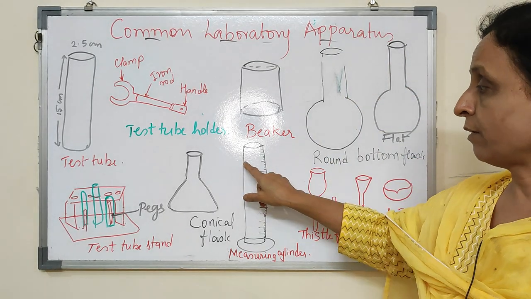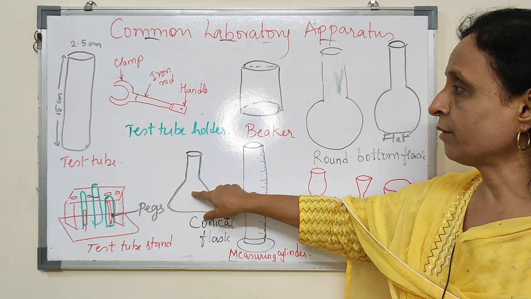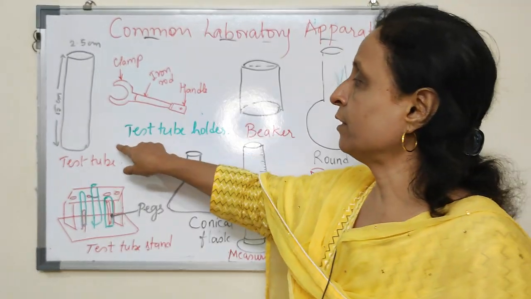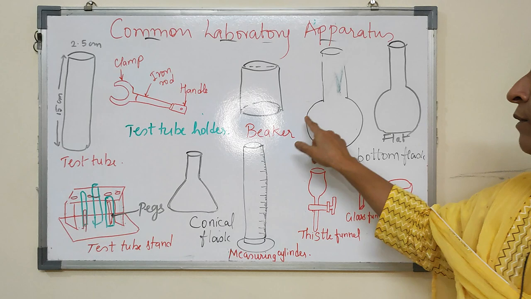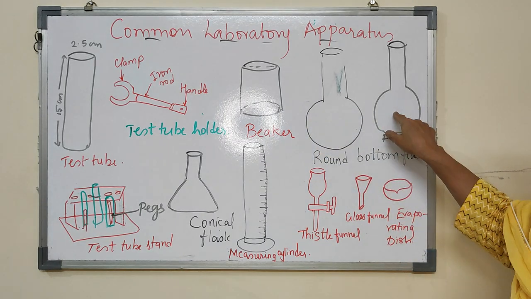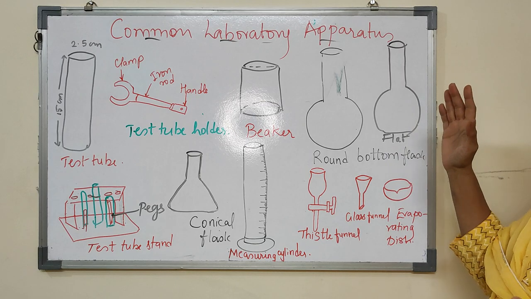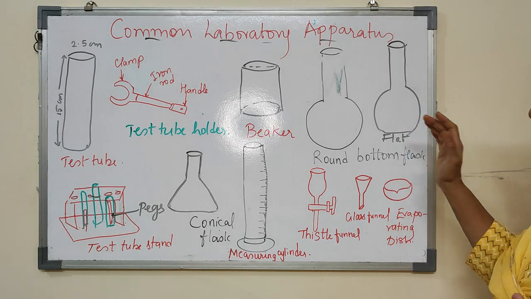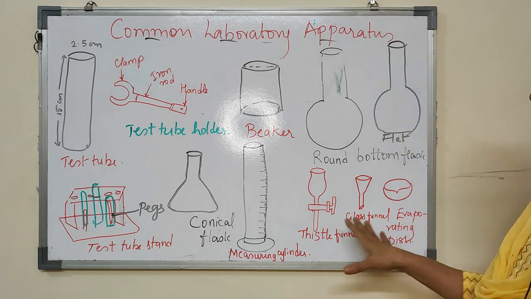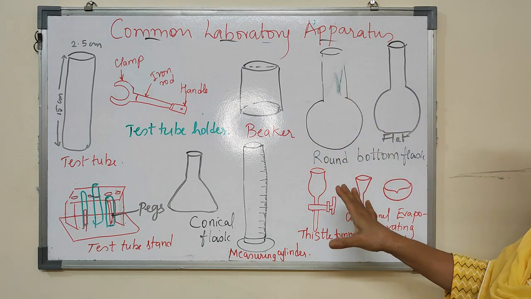Put it in the conical flask. From the measuring cylinder, I'll put it in the conical flask. I might put it in a test tube also. I might put it in a beaker also. I might put it in a round bottom flask. Various experiments you can perform, and it will vary from experiment to experiment. But these are the laboratory apparatus which are present.